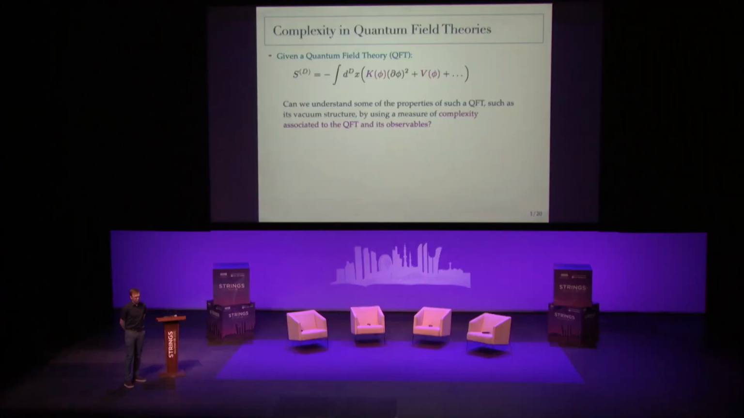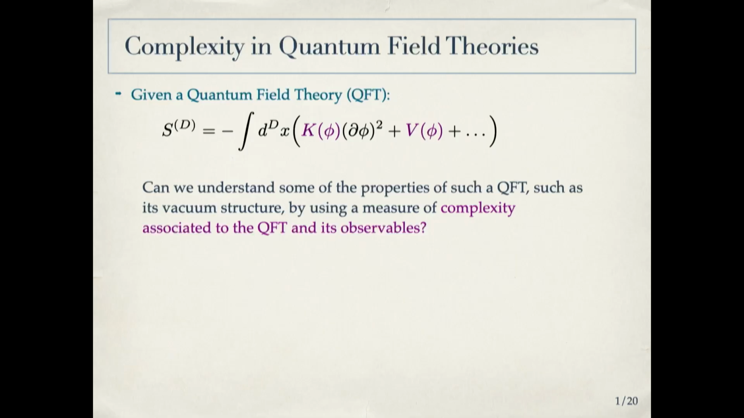Let me start with some introduction. So we begin with the quantum field theory. I sketched one here. Imagine that you have a number of scalar fields phi. They might have a non-trivial matrix K and a scalar potential V. And we want to understand if we can investigate some of the properties of such a QFT, for example, the vacuum structure of such a QFT, by using a measure of complexity associated to such a QFT and its observables.